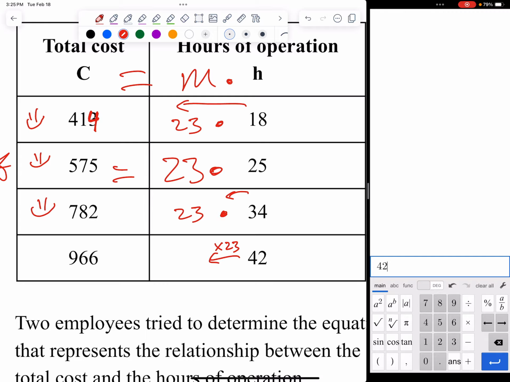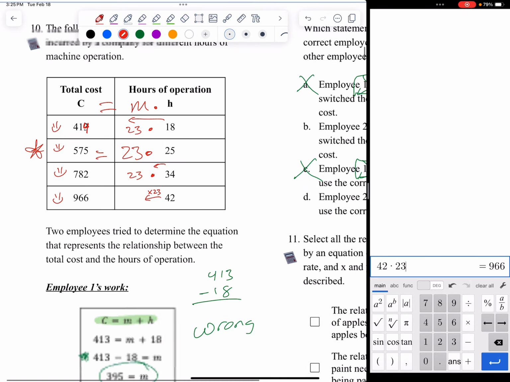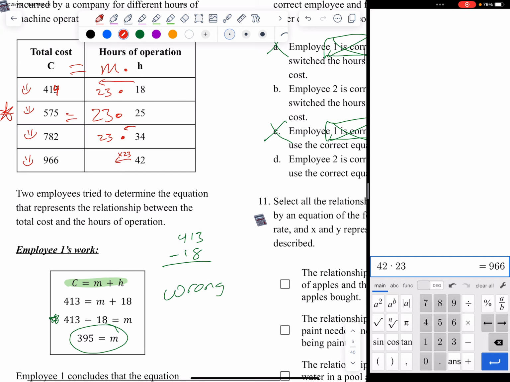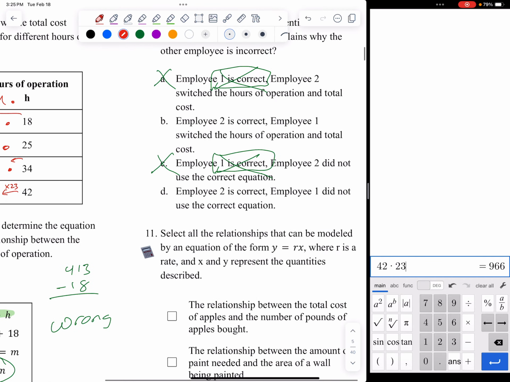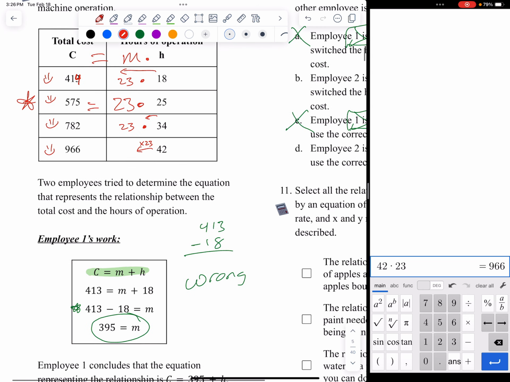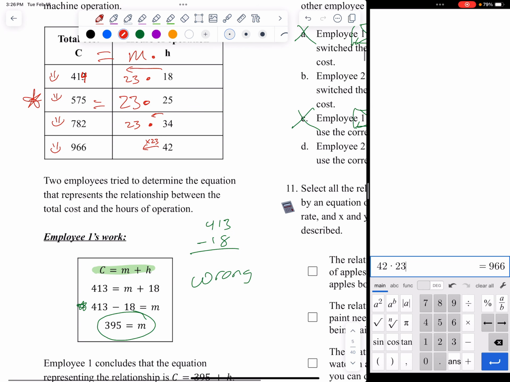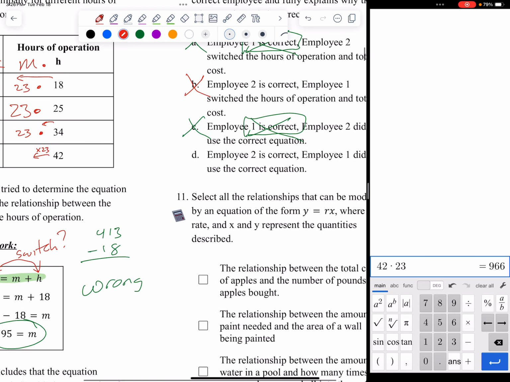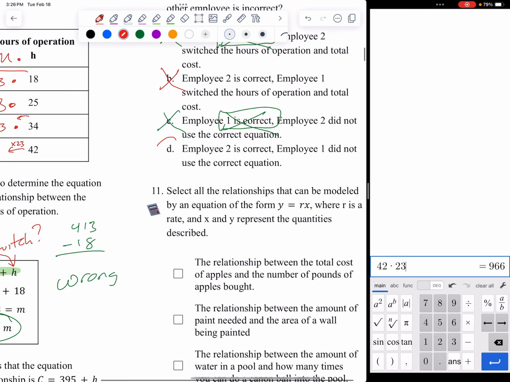So 42 times 23, and I got 966. So in this case, can you see that, yes, employee 2 was correct, but why? Employee 2 is correct because employee 1 switched the hours and the total. Did employee 1 switch those? Would that have mattered? Would that have given me 23 as an answer? No. So employee 2 is correct because employee 1 did not use the correct equation.